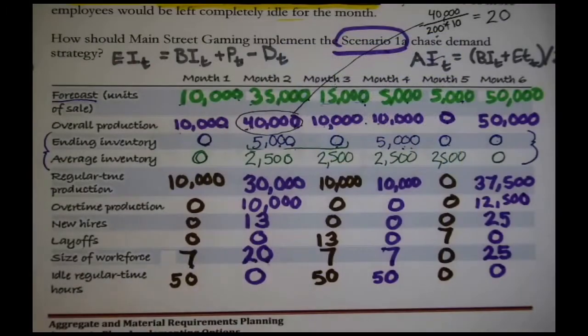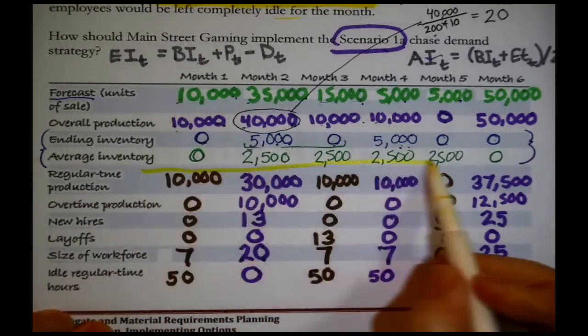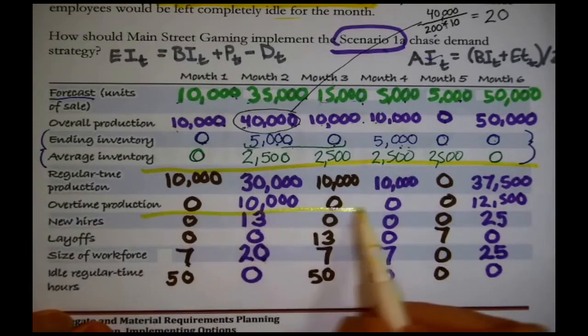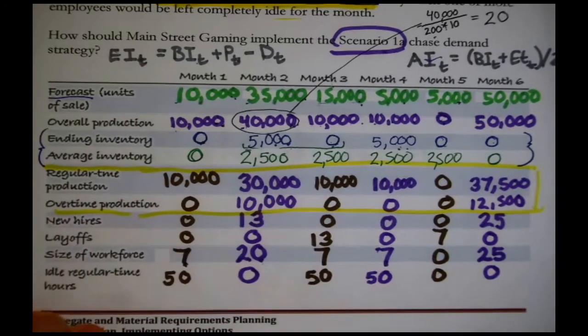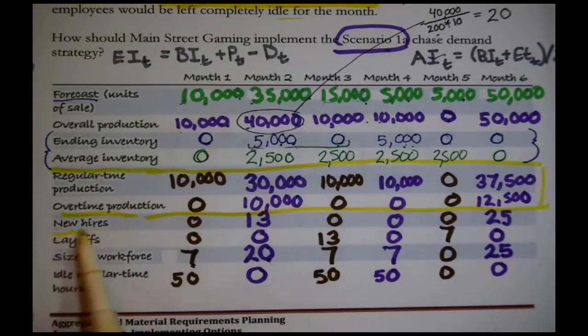You're going, oh, that was a lot of scratch work. Where is the implementation scheme? Essentially right here. We are mostly producing in regular time, although we would say that we are going to be working overtime in the 2nd and the 6th month. I just note that.